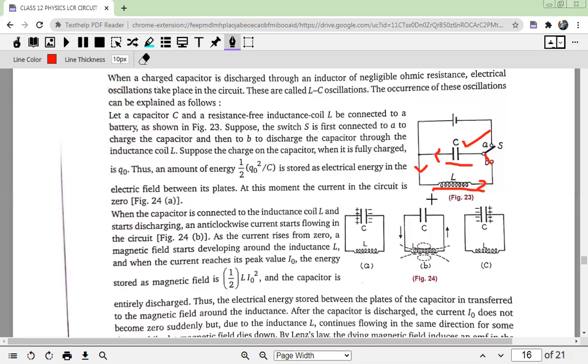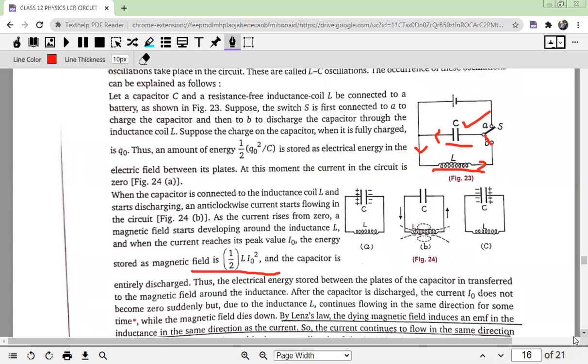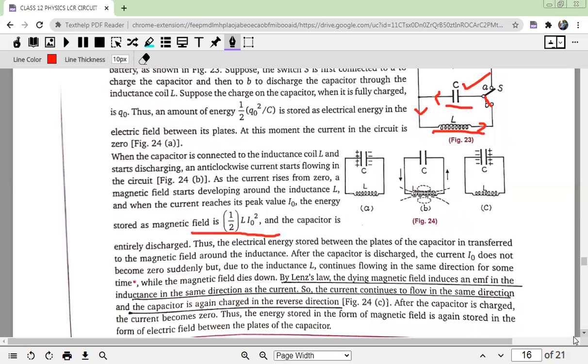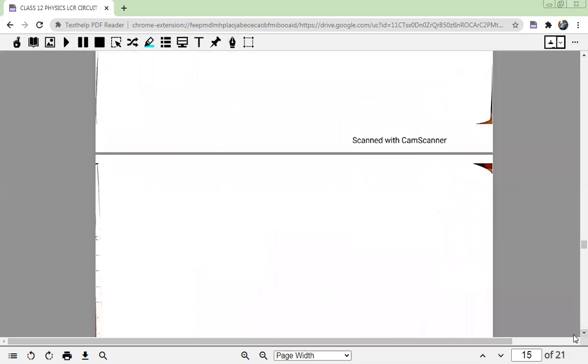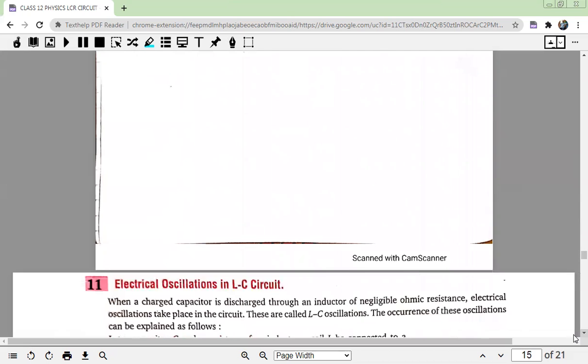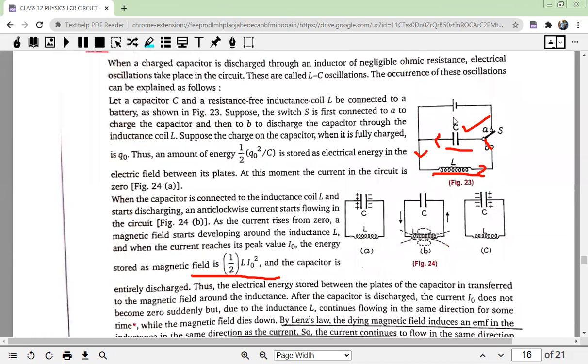What will be the energy stored? Suppose the peak value of current is I naught. So what will be the energy stored in the inductor? It will be given by 1 upon 2 L into I naught square. Now see here, when the potential difference across the capacitor has become zero, then here current is maximum.